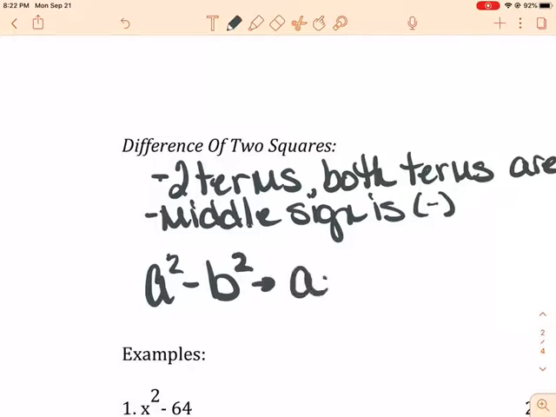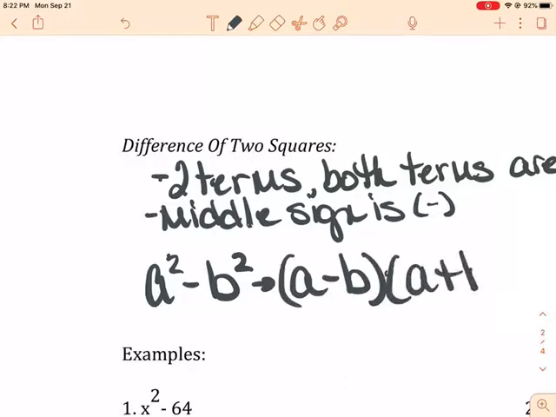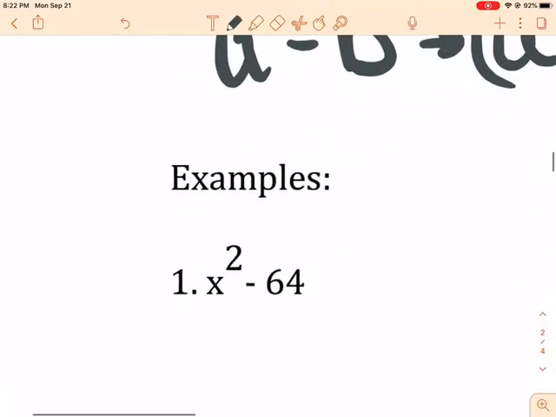And it's going to factor to a minus b, a plus b. The reason is, we're just going to unsquare both terms, and one has a minus and the other one has a plus. Again, we're always going to look for a greatest common factor first to help make our lives easier, and then we're just going to unsquare them. And again, you can factor it the other method, but b would be 0 in this case.